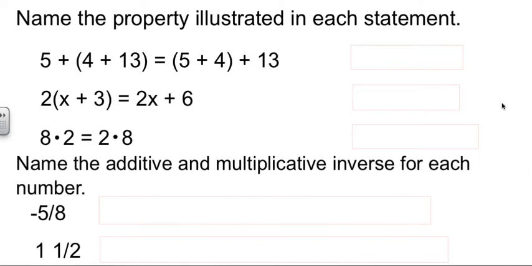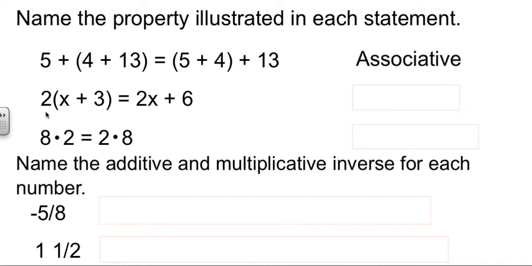So they're going to ask us to name the property that the statement shows. So we're going to have to look at that list of properties that you just wrote down on the last slide and decide which one this is. So for example, our first one here, we go from 5 plus (4 plus 13) to (5 plus 4) plus 13. What's changed? We've changed the grouping. When you change the grouping, that's called the associative property.